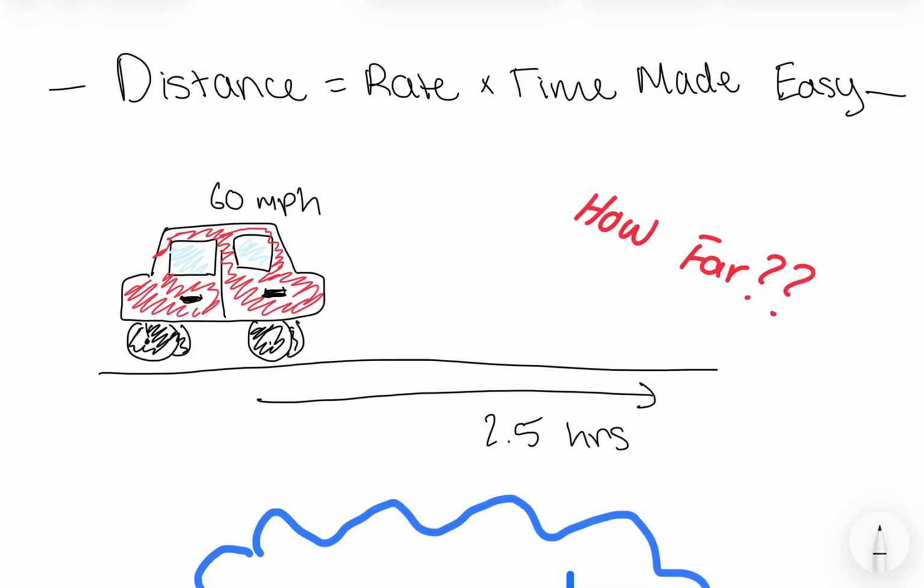A car travels at 60 miles per hour for 2.5 hours. How far does it go? That's 60 times 2.5, which is 150 miles.